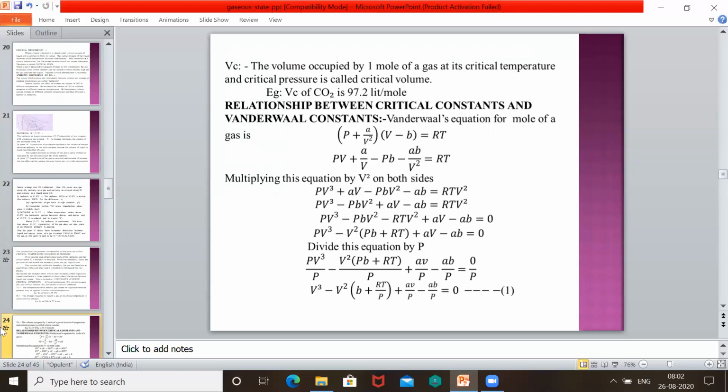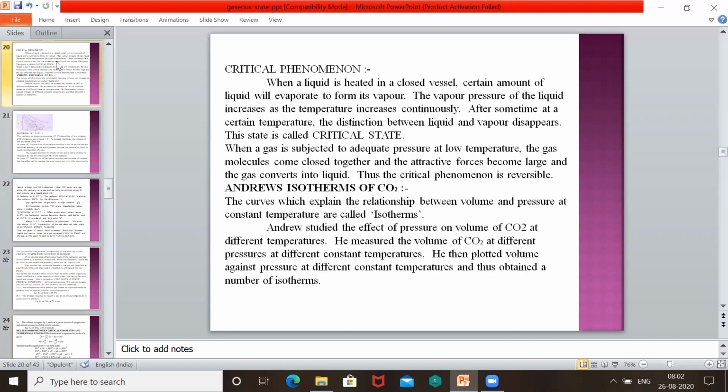To understand one more point, I'll repeat. What is critical phenomena? When a liquid is heated, what happens? Some of the liquid forms vapors, and as we go on continuously heating, the formation of vapor continues. A point will be reached where the two phases, vapor phase and liquid phase, merge together. There is no distinction between liquid phase and vapor phase. This state is called the critical state.